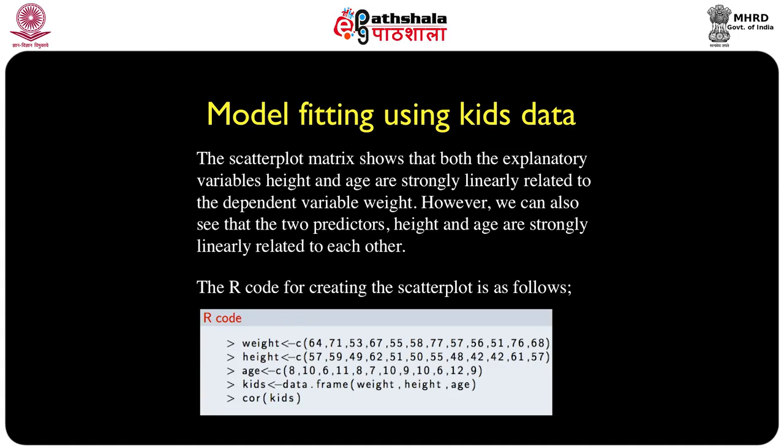The scatter plot matrix can be created using the plot function, but before that, using R, we first read the three variables weight, height, and age into R and put them in a data frame and name it kids. Next, using the correlation function, the cor function in R, we obtain the correlation coefficients between the predictor variables and also each of the predictor variables with the response variable.